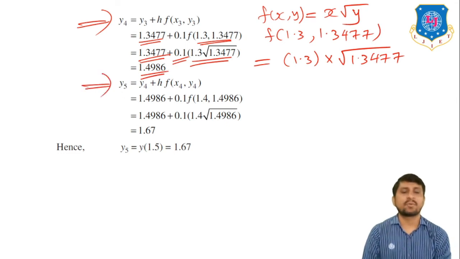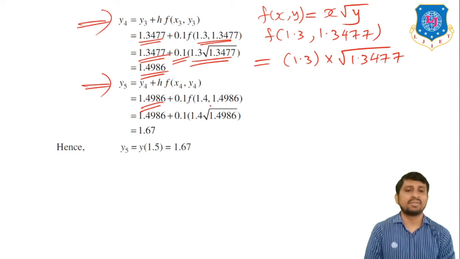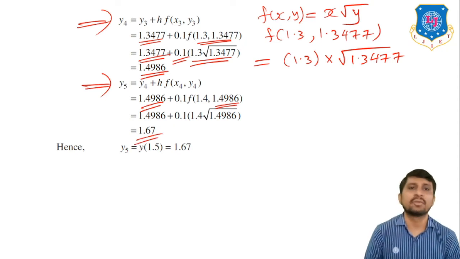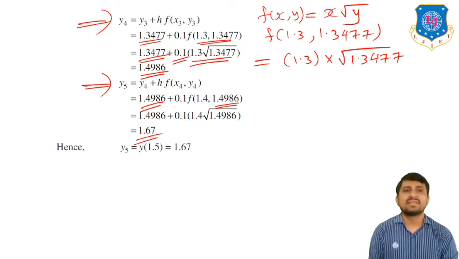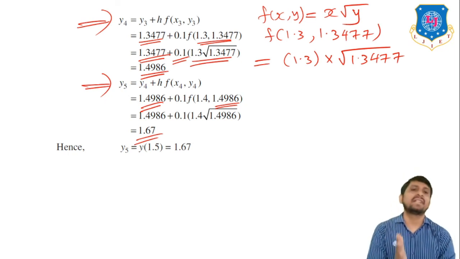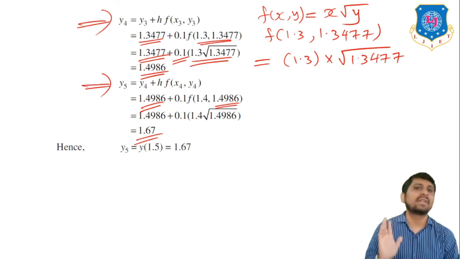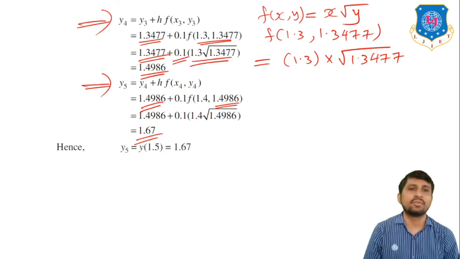Similarly, the last approximation y5 is y4 plus h f of x4 y4. So 1.4986 plus 0.1 f of 1.4 1.4986, and the final answer is 1.67. So in Euler's method, the general formula is y n plus 1 equal to y n plus h f of x n y n. Remember this formula. Using this formula you can solve any example of Euler's method.